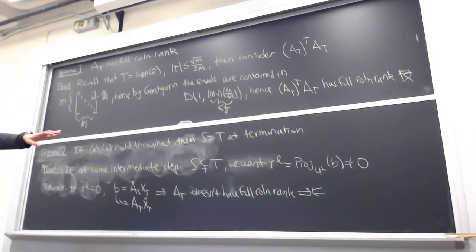So you actually don't have to worry that, as long as A and B hold, you really are going to have S equals T at termination. There's no other way that you could break. And then we can use lemma 1 again and say because it has full column rank, there's only one solution, so we really do output the correct thing. So these are the things which show that these are the right invariants to work with.